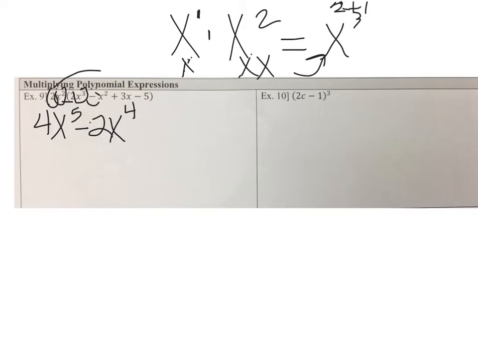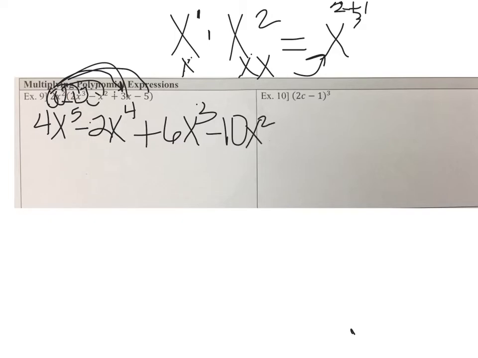All right, now I'll keep going. I've already done these two. 2 times 3 is 6, positive 6. x squared times x is going to give me x cubed. All right, and my last term, way over here with the negative 5. 2 times negative 5 is negative 10. And x squared is just going to stay x squared, because here we have no other x's. So it's going to stay x squared, and that would be my product here.